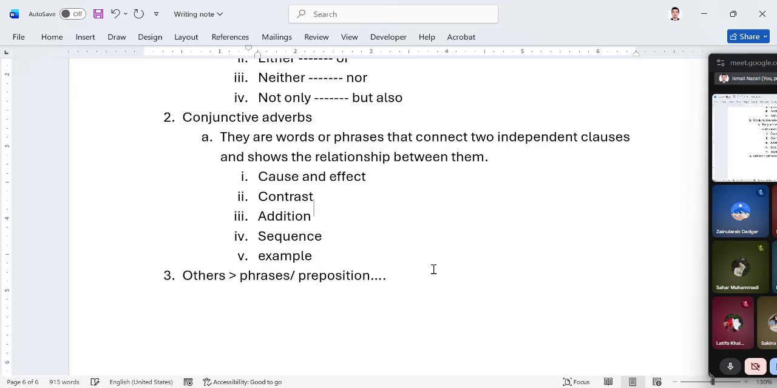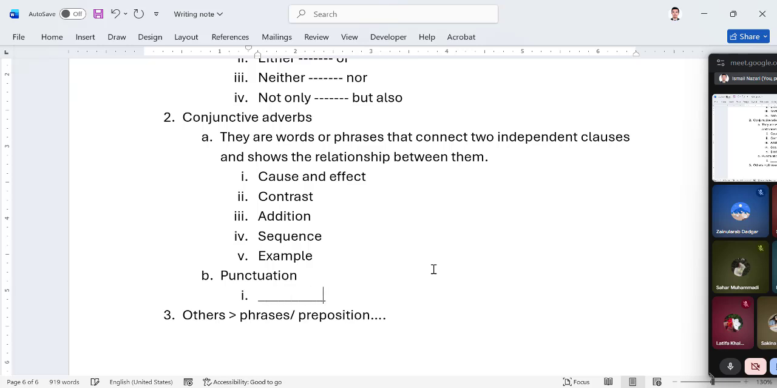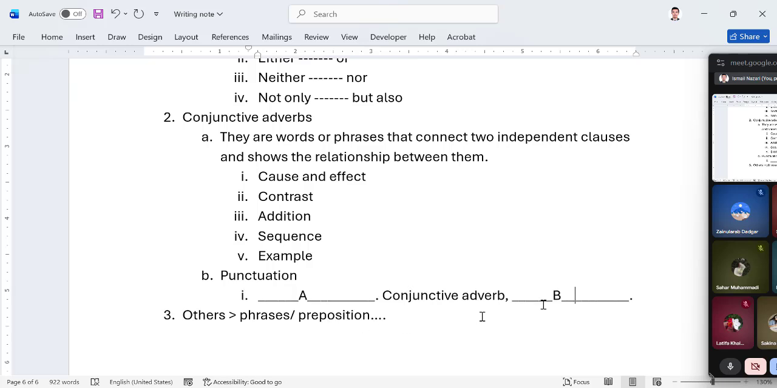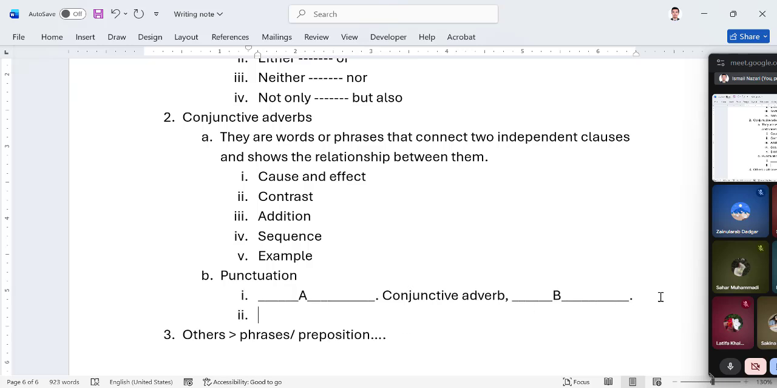So let me write in a separate case here. The punctuation of conjunctive adverbs. We have the first sentence, then we use a dot, then we use a conjunctive adverb. After that, we put a comma, then we have the next sentence. So it is sentence A, and then we have sentence B. In this case, we can use our conjunctive adverb.